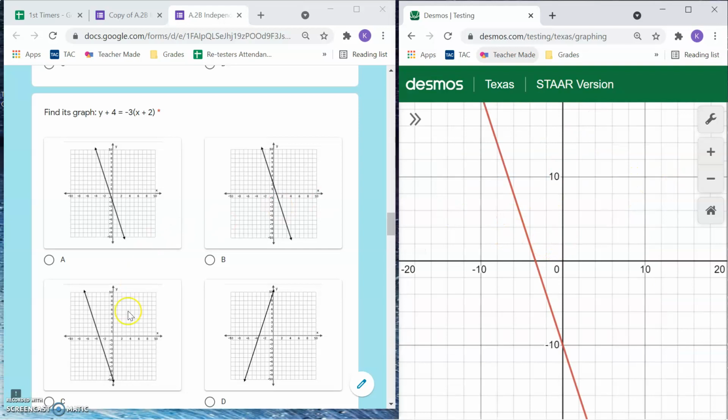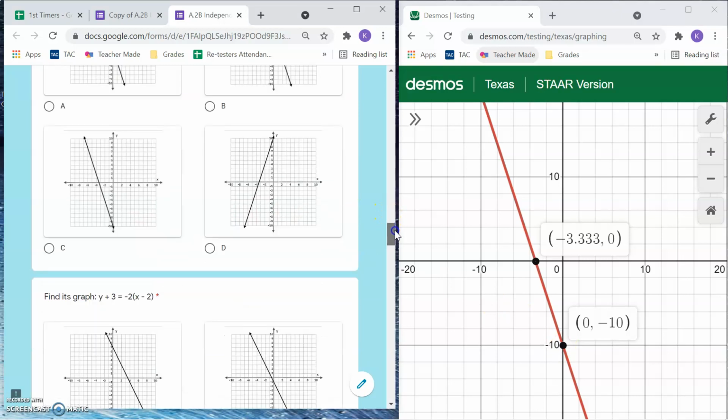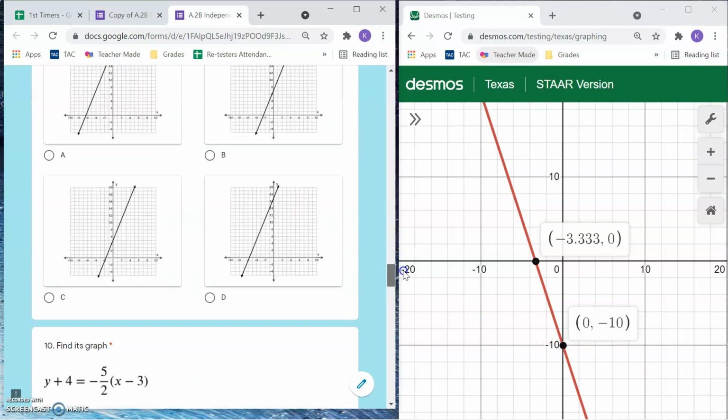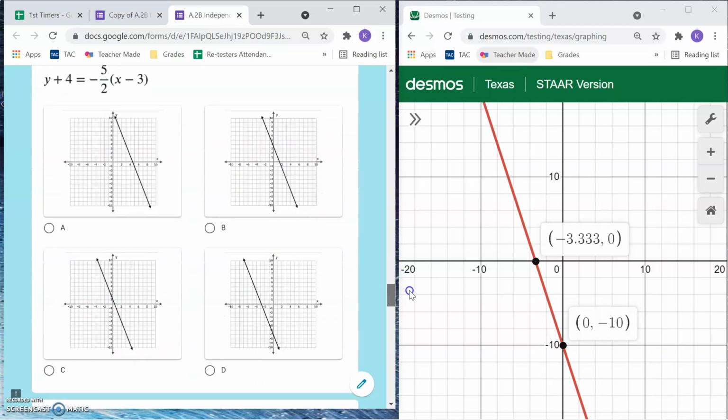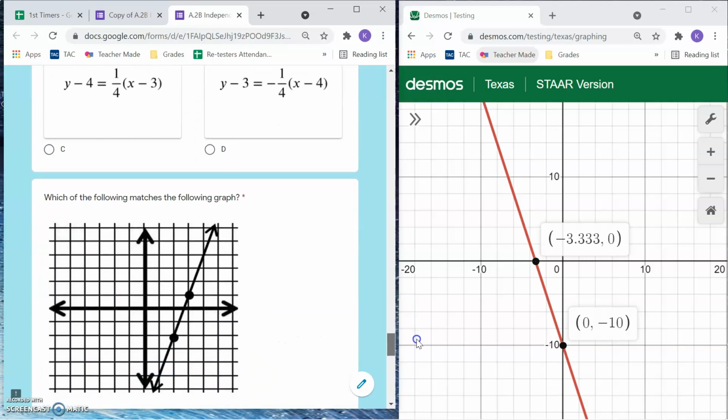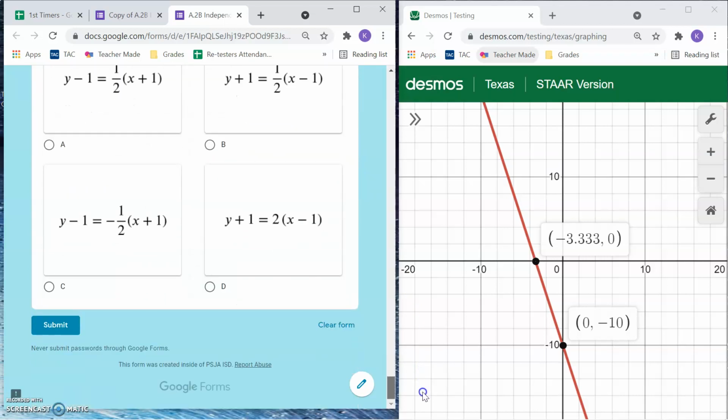Which one matches this graph? Look at this point right here. Look at this point right here to see if it matches on this one. Same thing for each of the others. You're matching the graphs. That's all you're doing.